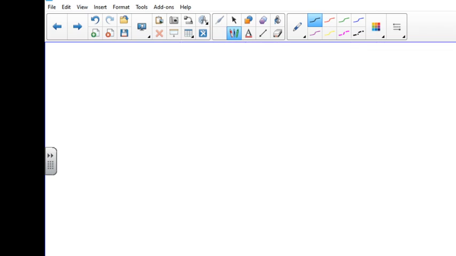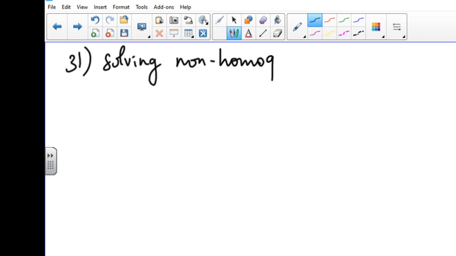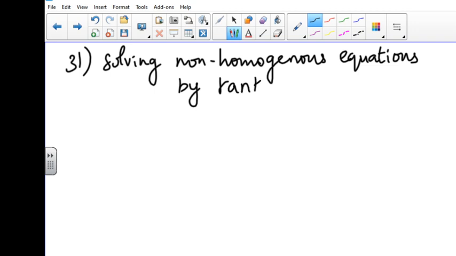Okay. Next, non-homogeneous linear equations by rank method. What is meant by non-homogeneous? If it has a constant other than the variables, it is said to be a non-homogeneous equation. So it is solved by the rank method. Solving non-homogeneous system of equations using rank method.